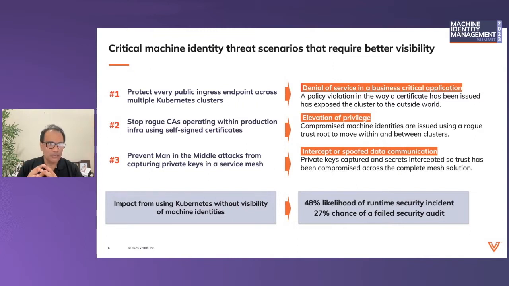Very often we think that if there is a load balancer or something else where there is an identity attached, I don't need to think about these ingresses. But protecting every public ingress across multiple different Kubernetes clusters is absolutely required as part of threat mitigation. The other aspect that we think about, very often in terms of mitigation, is stopping rogue CAs.